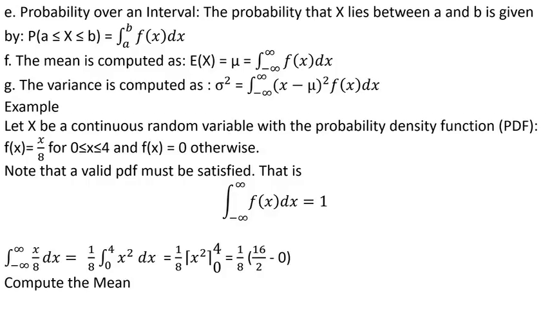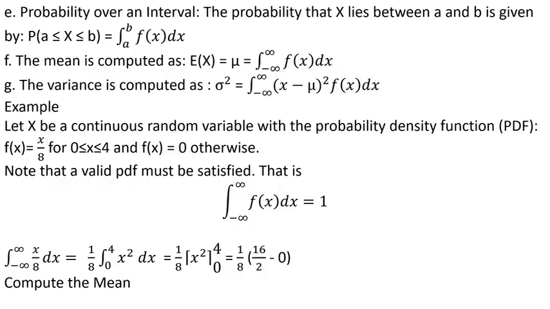The mean is computed as E of x, like the way we compute the mean for discrete. But here, instead of using summation, we use the integral from minus infinity to plus infinity of x f of x dx, and the variance is also computed as sigma squared, which is equal to the integral from minus infinity to infinity of (x minus mu) squared f of x dx. So the difference between continuous and discrete, when estimating our mean and our variance, is that for discrete we use summation, and for continuous we use integral.